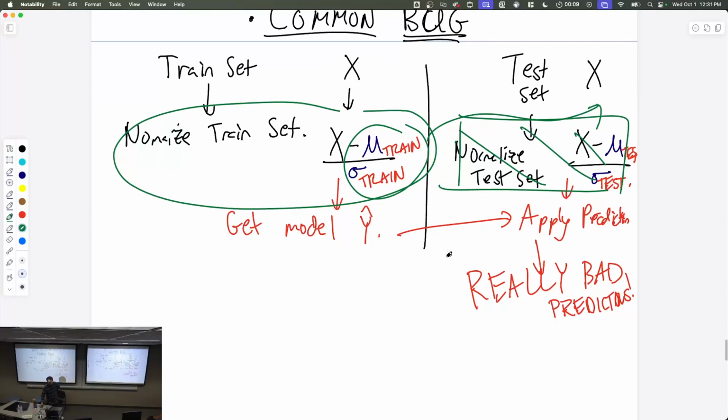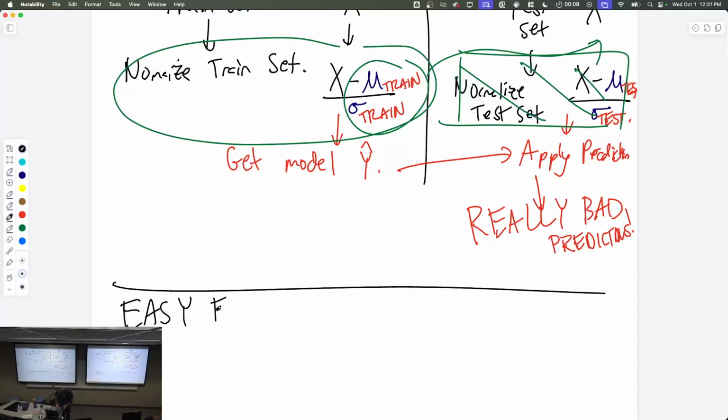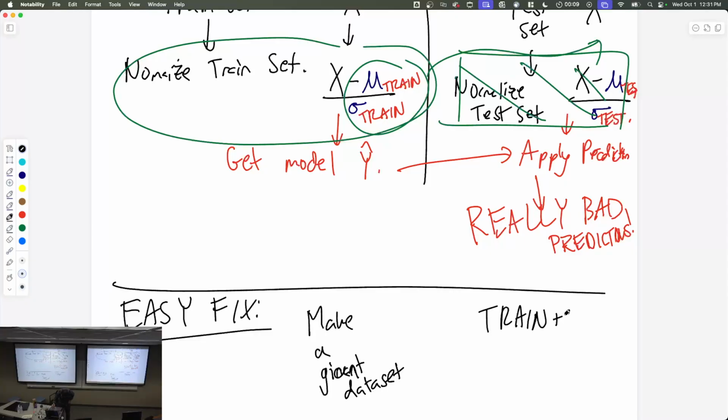Here is an easy way to fix the bug. Here's an easy fix, and this is a practical thing: your first step is to glue the two data sets together. Make a giant data set, which is train plus test glued together.